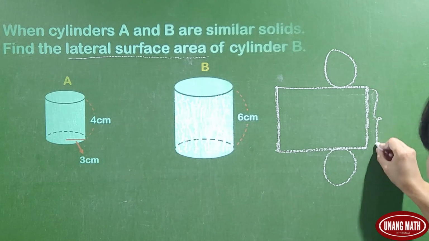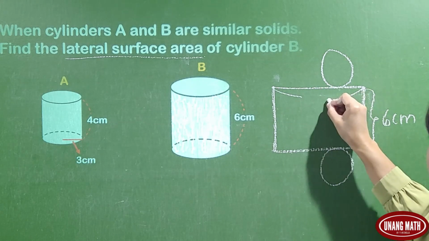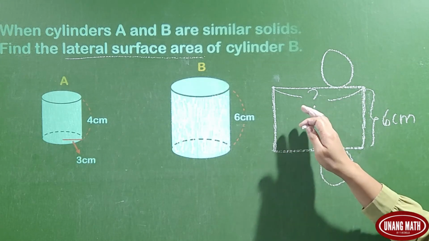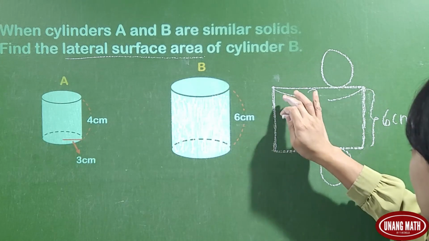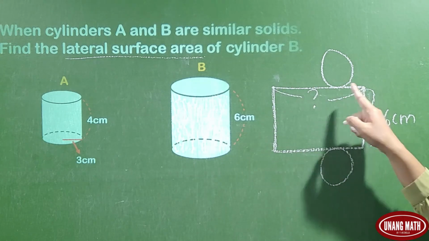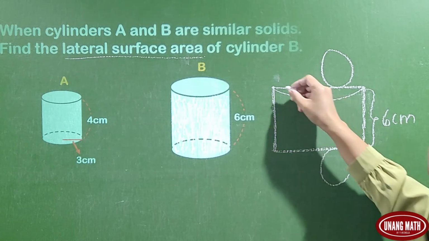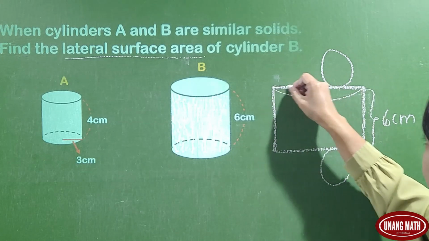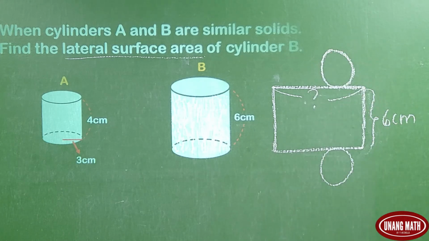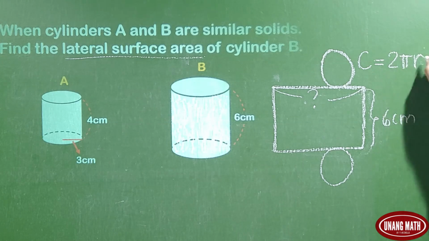So the measure of this side would be 6 centimeters. And what we need to find is the measure of this side. Because take note, to find the area of this rectangle, or the lateral surface of this cylinder B, we have to know this length and we will be multiplying that one by 6 centimeters. The length of this side is equal to the circumference of this circle. So circumference would be equal to 2 times pi times the radius.